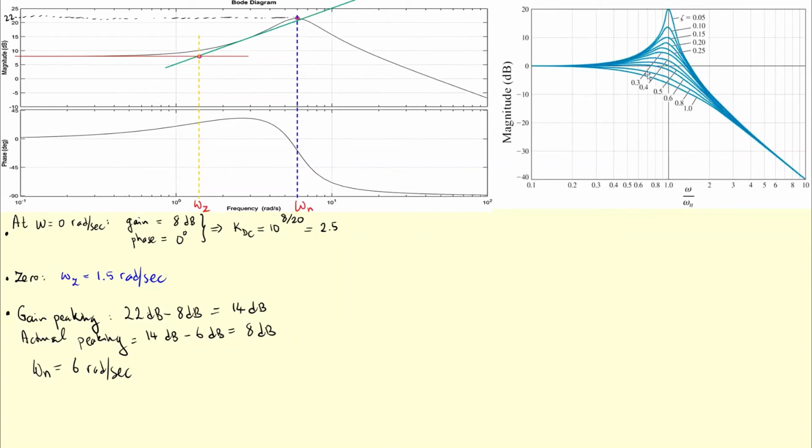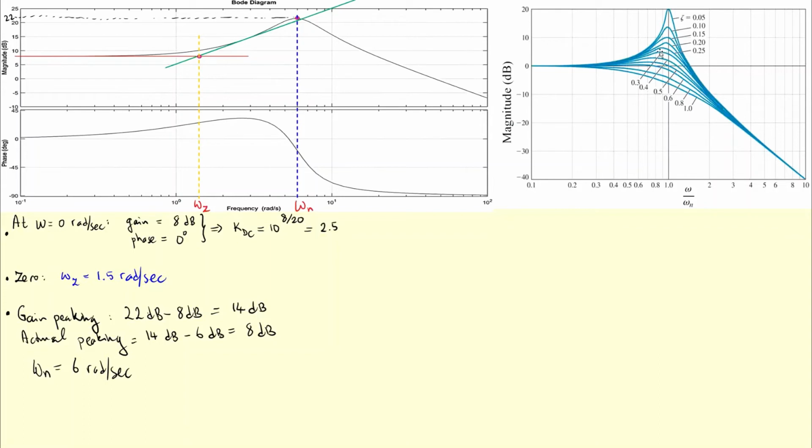If I look at the graph, I see that this is 10 dB, so that's for 0.15. If I go down at the 0.20, it is maybe a little bit larger. I estimated between the 0.20 and 0.25. So I think the 0.25 is a little bit closer to the gain peaking of 8.